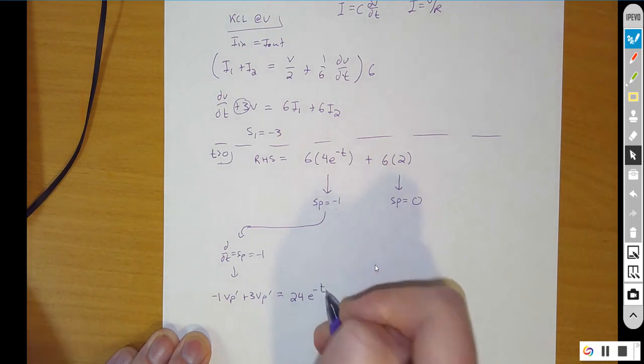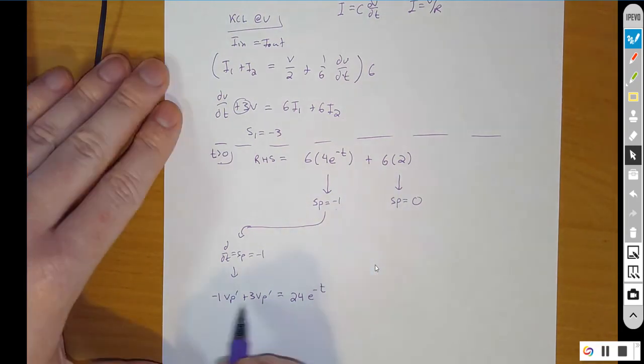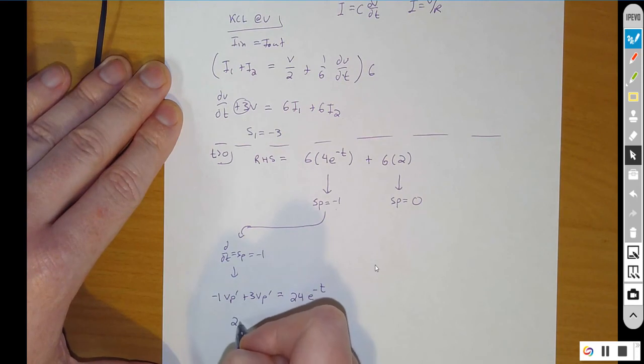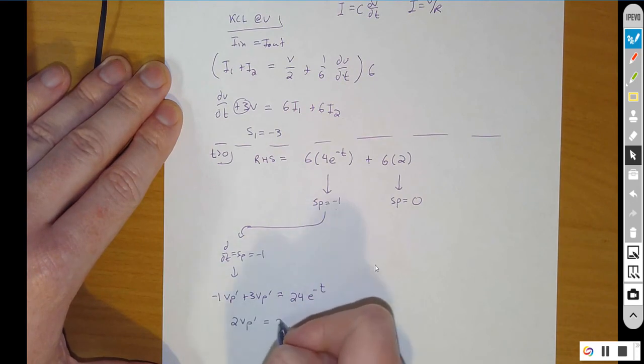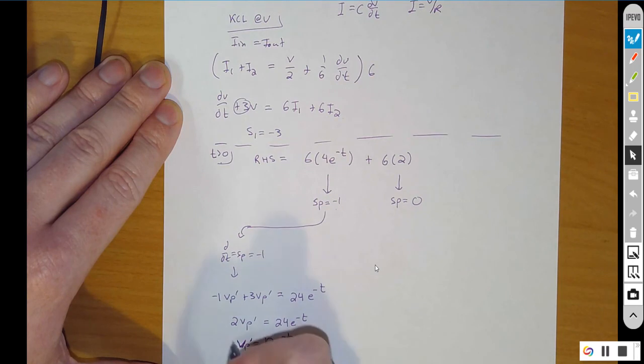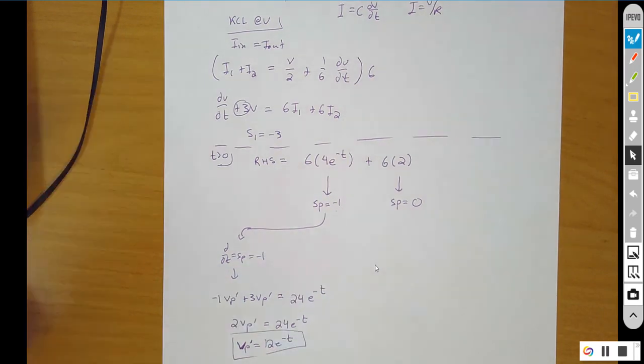And I should probably leave that at 6 times 4, but actually, it's going to be fine. So then you do your math. You get 2 v particular prime equal to 24 e to the -t. V particular prime is 12 e to the -t. Vp prime. All right, so this is 1/2 of our answer.